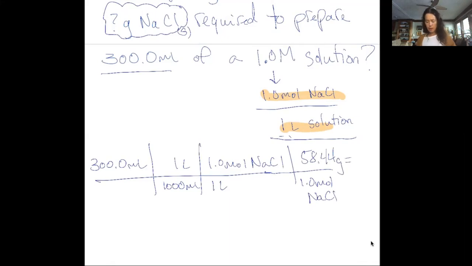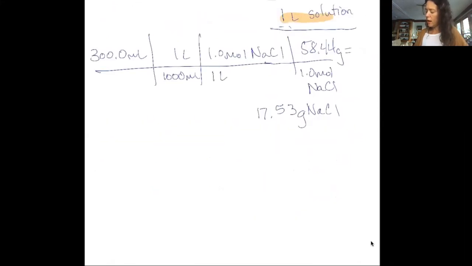So if I do the math, that's going to be 0.3 times 58.44. We should be able to do that: about 30% of 58.44, about 20. You should be able to do that in your head. 17.53 grams NaCl. Okay. And I would take that. I'll get to that part next.